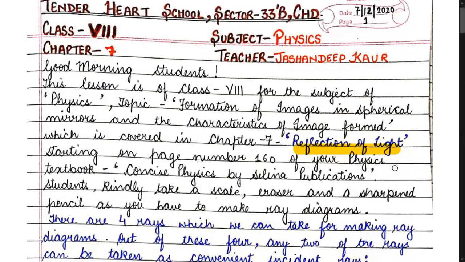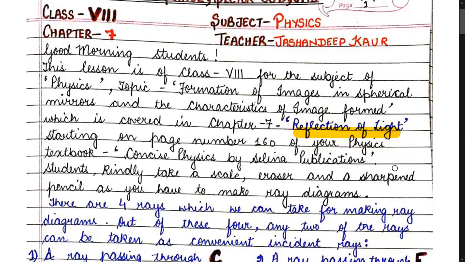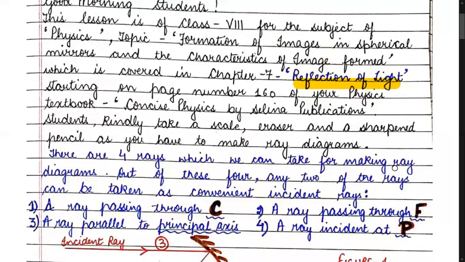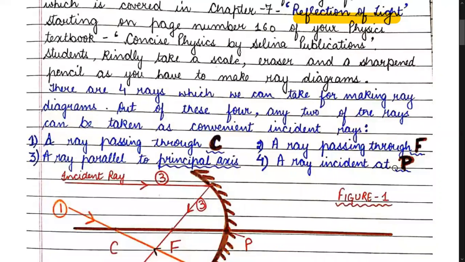Students, kindly take a scale, eraser, and a sharpened pencil as you all have to make ray diagrams along with me. Before starting the ray diagram, there are 4 rules. That is, there are 4 rays which we can take for making ray diagrams. Out of these 4, any 2 of the rays can be taken as convenient incident rays.